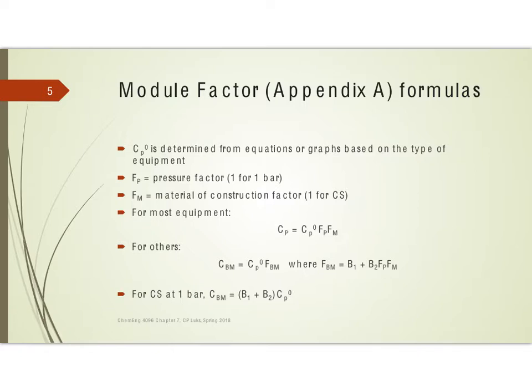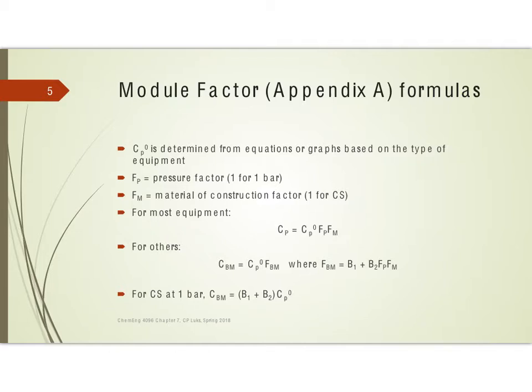We're going to then need to make adjustments for pressure and material using a pressure factor or a material of construction factor, so F sub P and F sub M. For most equipment, we're going to take this C sub P naught and multiply it by F sub P and F sub M. But in some other cases, we're going to have a factor that is going to be an adjustment to get to bare module cost.